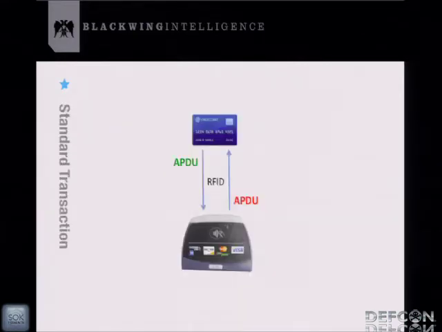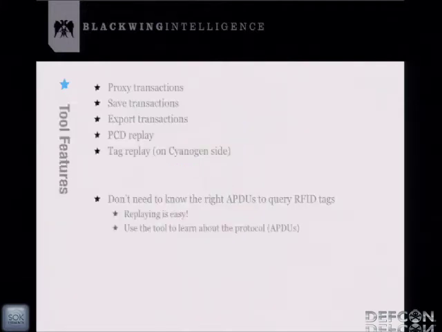So here's just a pretty basic example of how an RFID transaction works with a credit card. You have a credit card that communicates over RFID with the reader. The reader sends an APDU, the credit card responds, and this goes back and forth a few times. So what NFC proxy allows you to do is proxy that transaction, save that transaction, and export that transaction. You can replay all of the requests that the PCD made, and then you can replay all of the responses that the credit card gave. Now that feature requires that special Cyanogen code. One thing to note, if you're saving and exporting data, none of that stuff is encrypted, so store credit card information at your own risk.